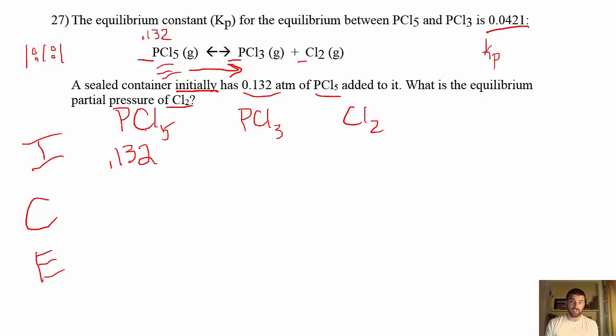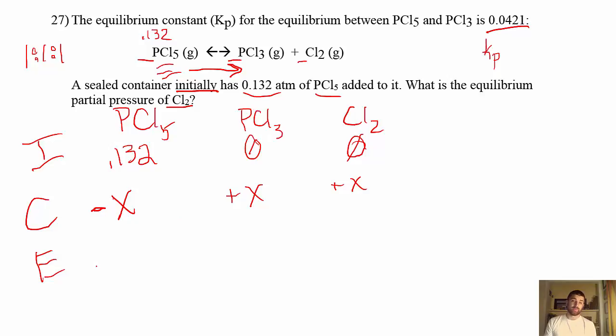All right, well, how much did it change? I don't know. So let's just call that a number that we don't know. Let's use a variable. We'll call it x. And since we started with PCl5, we're going to lose x. So how much PCl3 are we going to make? Well, we started with none, and we're going to add x to it. We're going to make x amount because of the 1 to 1 to 1 ratio.